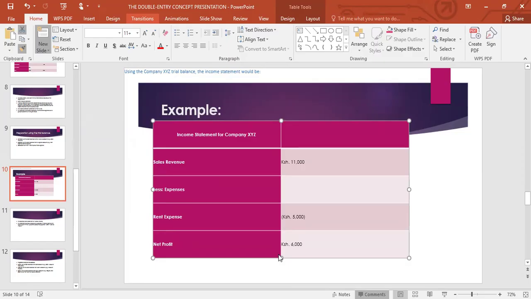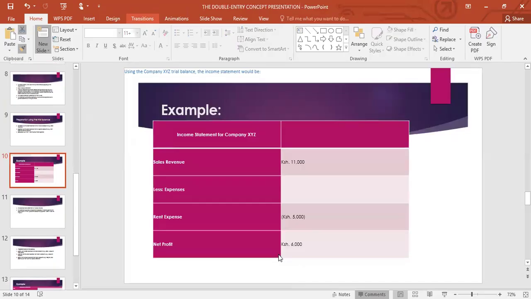Now, we less the expenses from the sales, because that is the only information that we have on our trial balance. So 11,000 minus 5,000, our net profit amounts to Kenya shilling 6,000. Are we together?